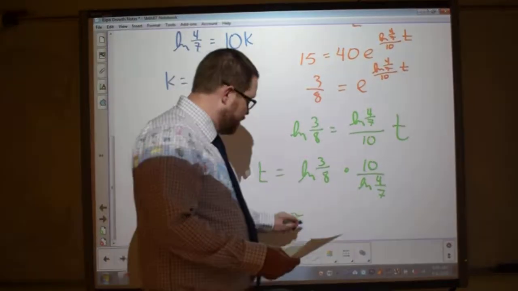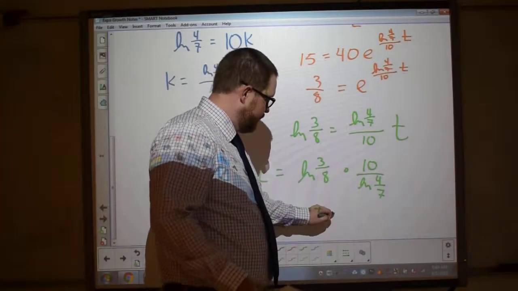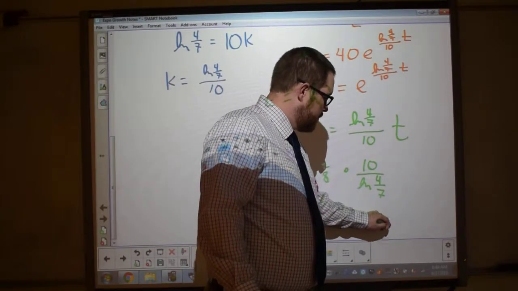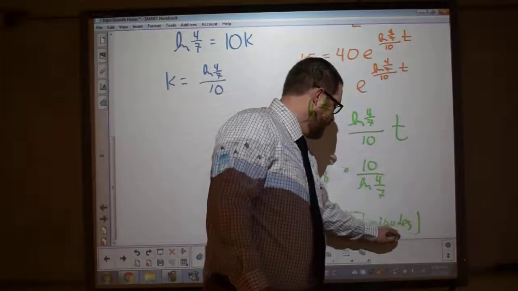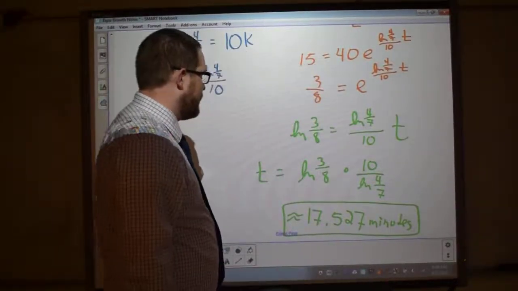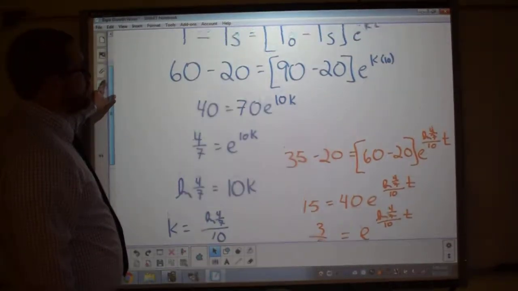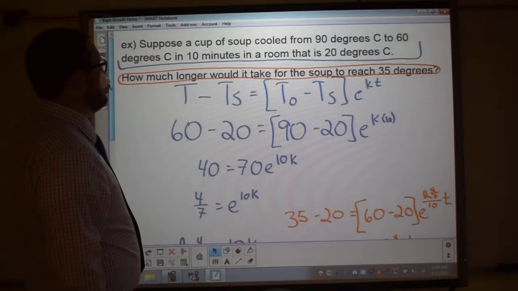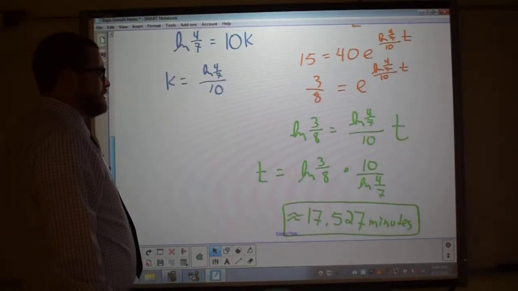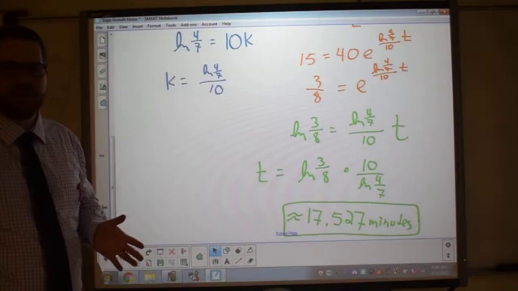It will take an additional 17.527 minutes. So it took 10 minutes to cool from 90 to 60, but it's going to take 17.527 minutes to cool the rest.